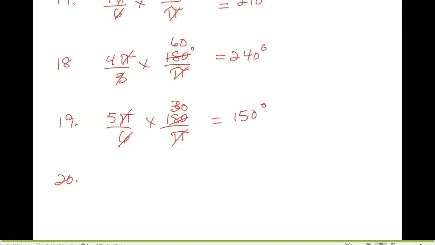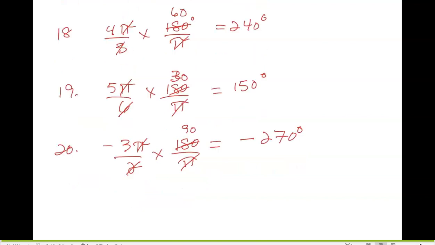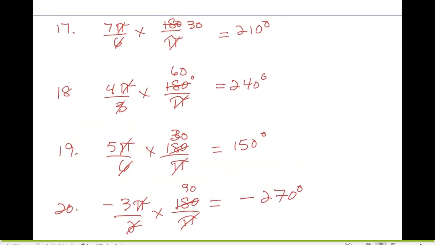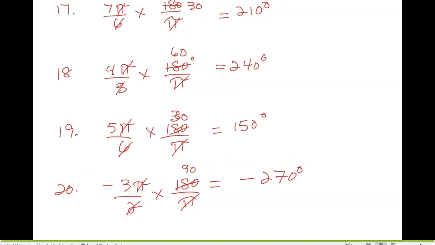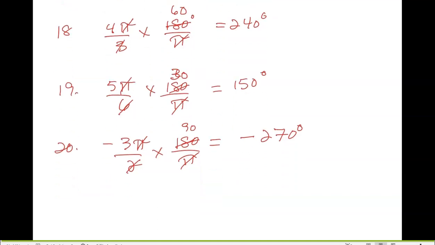Then we have 20. 20 is negative 3 pi over 2. Remember, your answer is going to be negative 180 over pi. The pi's go. 2 goes into 180 90 times. Negative 270 is what I'm getting for an answer. And so that gives me 17 to 20 all. I'm going to stop the video there and check. I can only check in the book the odd ones, and I rechecked my 18 and 20. I think I've done it correctly, so I think we're good to go.